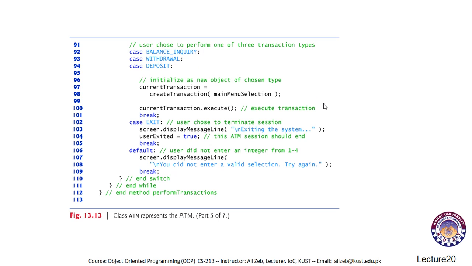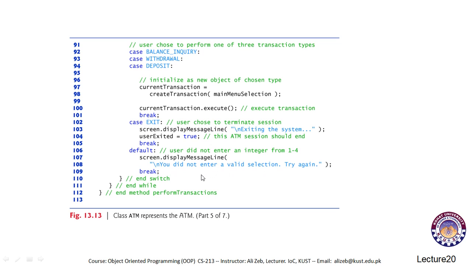Based on the choice of the user, the value that the user has selected will be passed on to create a transaction, and that value will be initialized to our current transaction. In case the user chooses to terminate the session, we will display a message on the screen, and user exit should be equal to true. If the user did not enter an integer from 1 to 4, for example, we display: you did not enter a valid selection.